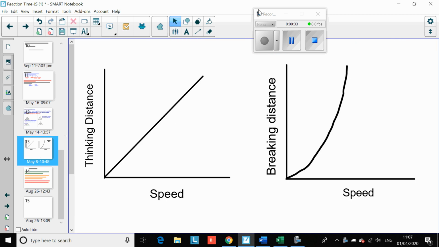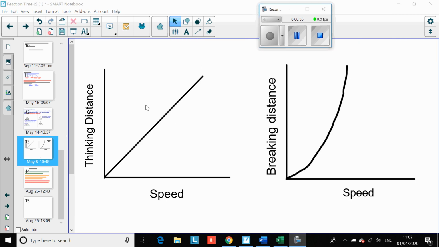What this shows here is the relationship between the thinking distance and the speed. If you look closely at the graph, what you'll notice is that the relationship is directly proportional. It's linear. So essentially, the faster you are going, the thinking distance will go up at the same rate. You can see that as a straight line.